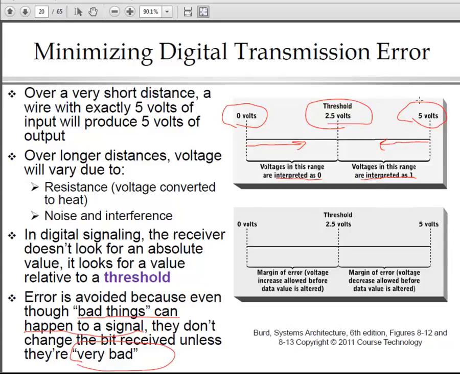Okay. So, a fundamental concept in digital transmission, or binary transmission. Pick two values that are as far apart as you can and interpret the bit value not as exactly one of those two values, but relative to a threshold somewhere in between them. Okay. The further apart, the bigger the ranges, the more bad stuff can happen to the signal without causing the receiver to incorrectly interpret the data. Okay. Or margin of error, if you like. It's a margin of error issue.